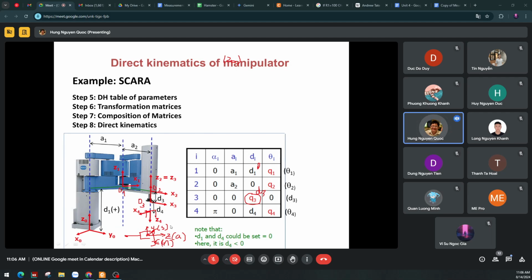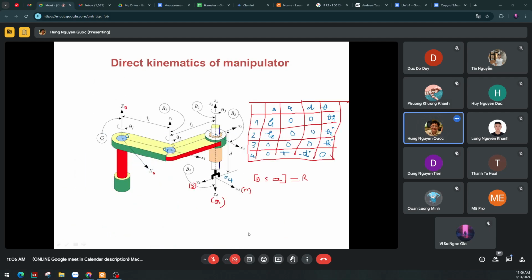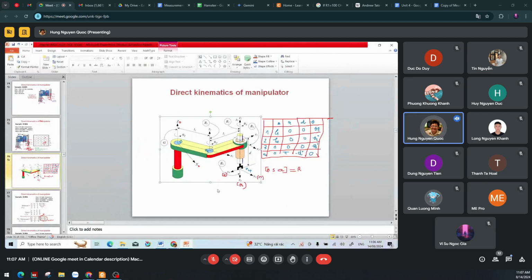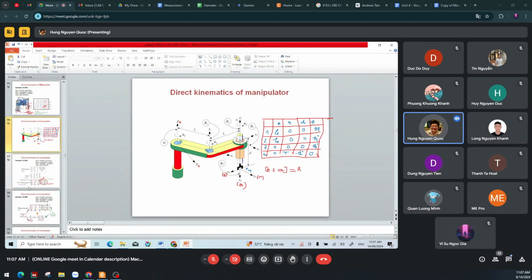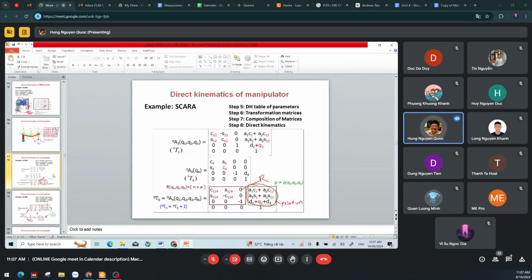You can see here, right? I make a note here. Here, D4 is smaller than 0, because we choose G3 here, so D4 should be smaller than 0. Remember, right? So that is for this robot. You can do the same for many other robots.